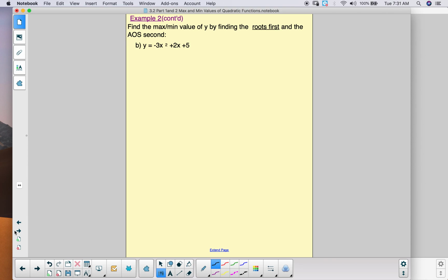So you could try this example. Another example is given to you where you have to find the maximum value by finding the roots and then the axis of symmetry. It's exactly the same as the previous question. Try factoring this. If it's not factorable, you can use the quadratic formula.